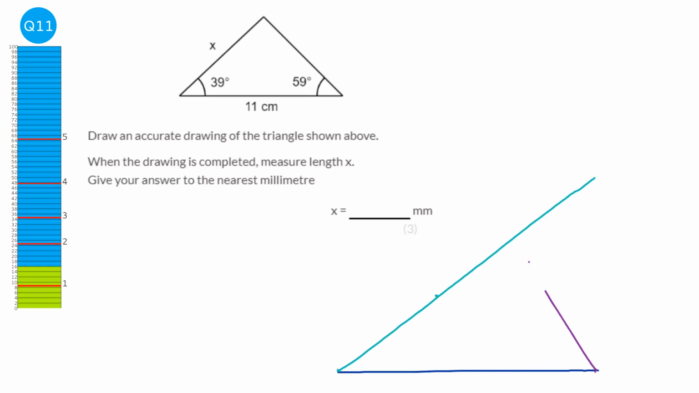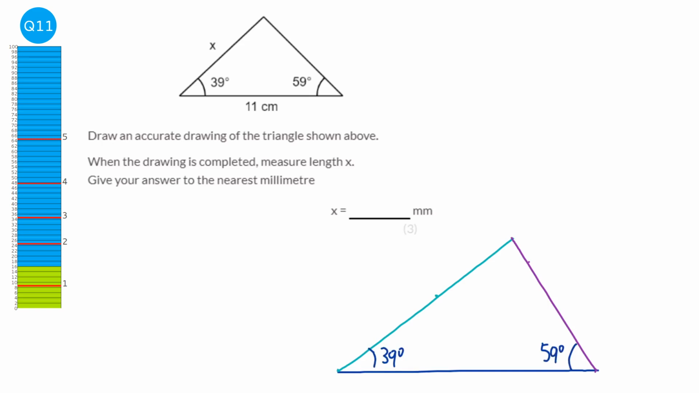This screen's not perfectly calibrated, so it's difficult to do precise work. And then what you can do is you can get your rubber and just rub out the extra bit of line that we had to do. And so this is our 39 degrees here, and you don't need to label this on the diagram, but just so we know what we're doing.